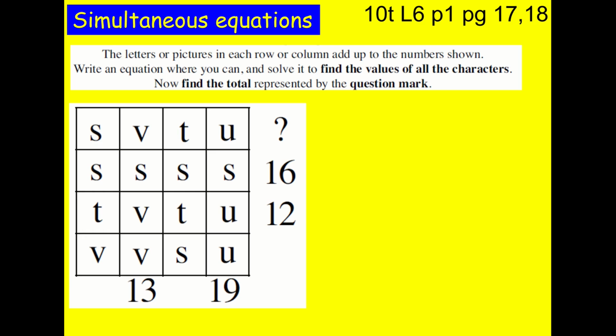Okay, to start today, I want you to try this puzzle. The letters in each row add up to the numbers next to them. For example, T plus V plus T plus U is equal to 12. Same goes for the columns. So we've got 2 rows and 2 columns with 4 letters in total. The letters all represent numbers. Can you work out what these are and hence add up this row here? Have a go.